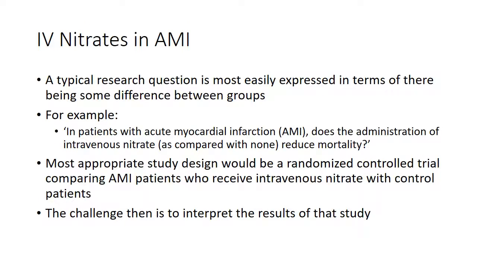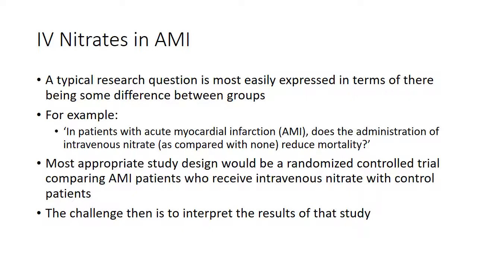So when you're evaluating a typical research question, it's most easily expressed in terms of there being some sort of difference between groups. In this case, we're going to be looking at patients with acute myocardial infarction and whether or not the administration of IV nitrate, so this would be IV nitroglycerin, reduces mortality. Okay, we'll cover this more when we get to the cardiology section, but this is a question that people had for a good long time.